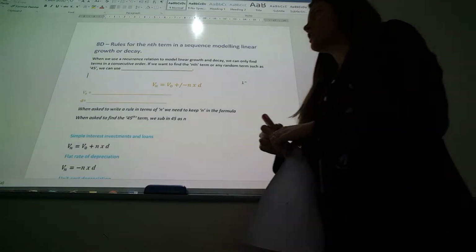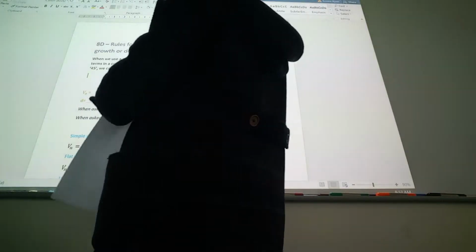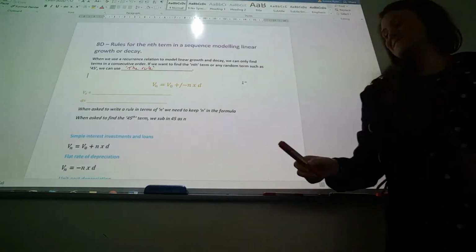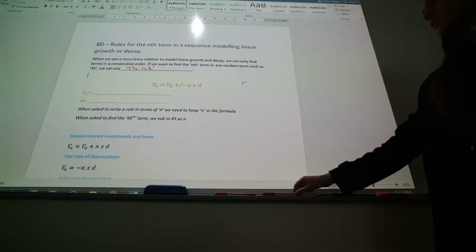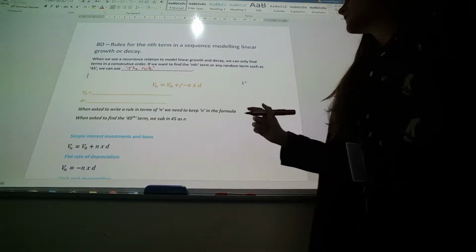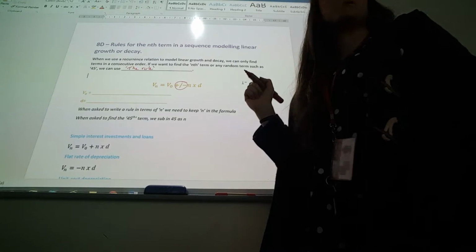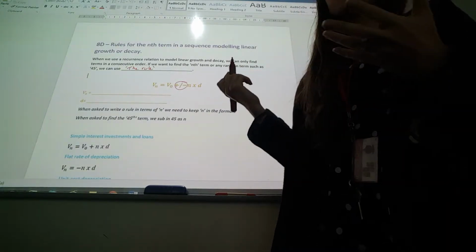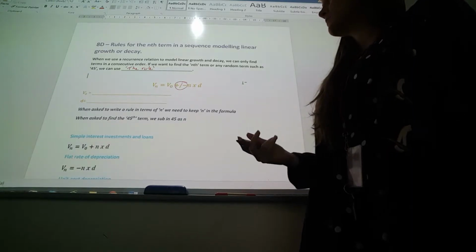So that's what goes in there. We can use, and it actually doesn't have a name, it's just called the rule. Okay, so this is our rule, and depending on if we're increasing or decreasing, it will be a plus or a minus. If we're increasing, it's going to be a plus. If we're decreasing, it's going to be a minus.